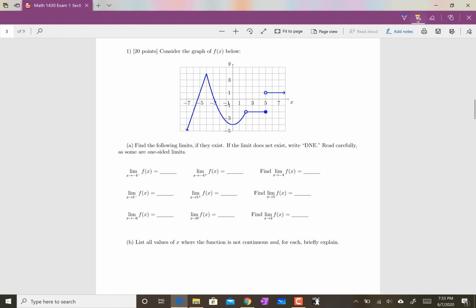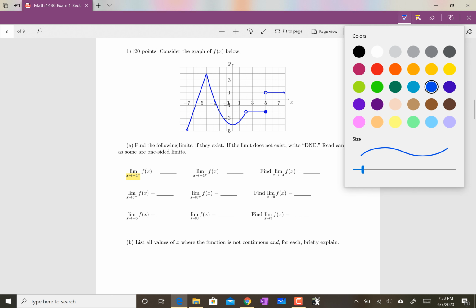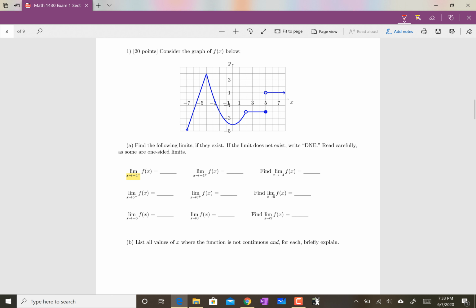So first, let's identify that our first limit is x going to -4 from the left-hand side. If we come up to our graph, right here is x equals -4. If we approach along the graph x equals -4, we can see that we are approaching the value y equals 4. So our limit would be 4.